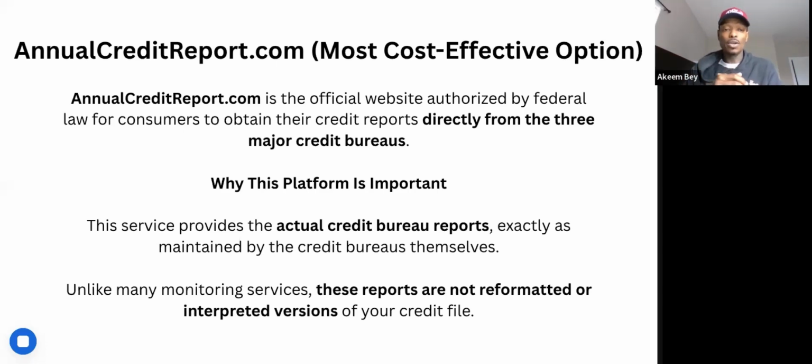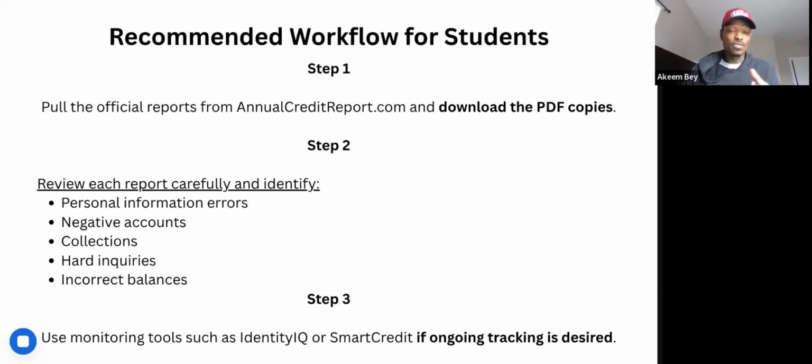And why this platform is important is because this service provides the actual credit bureau reports exactly as maintained by the credit bureaus themselves. Unlike monitoring services like My Free Score Now, Identity IQ, Smart Credit, My Score IQ, these reports are reformatted or interpreted versions of your credit report. So they're not legally binding on the actual credit bureaus, which is very important in this credit repair process.